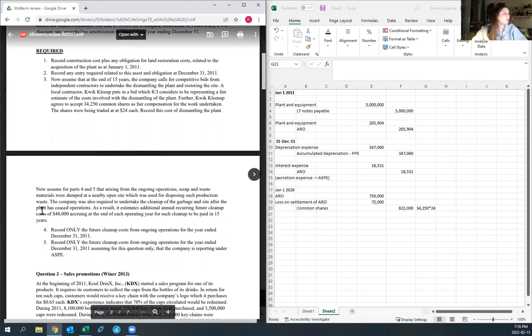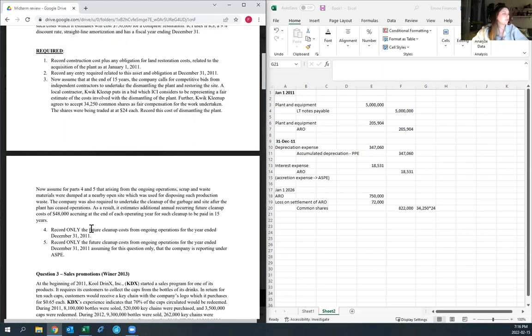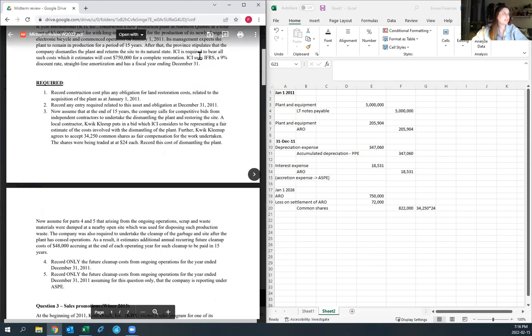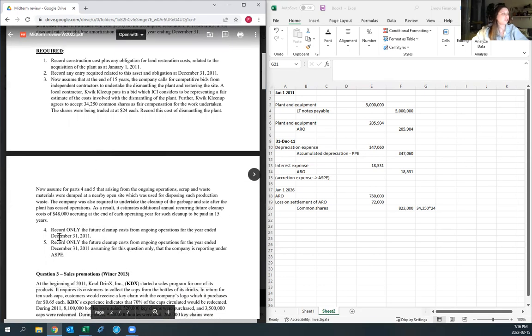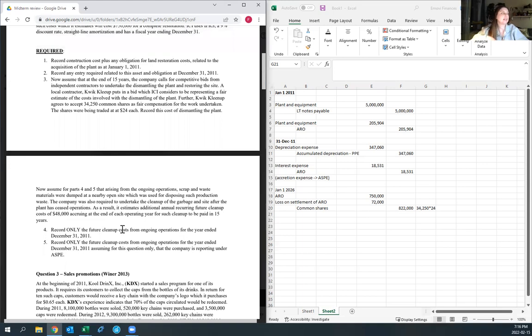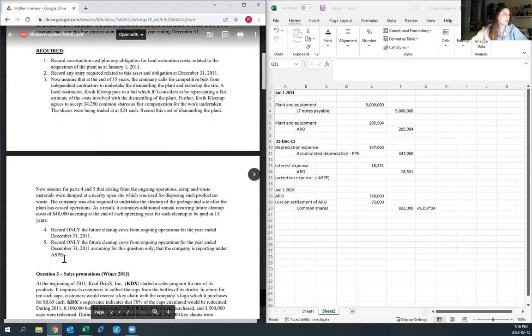So requirement 4, record only the future cleanup costs from ongoing operations for the year ended December 31st, 2011. The company is using IFRS, so we're going to do the first transaction using IFRS, and the second transaction, same thing, but using ASPE.